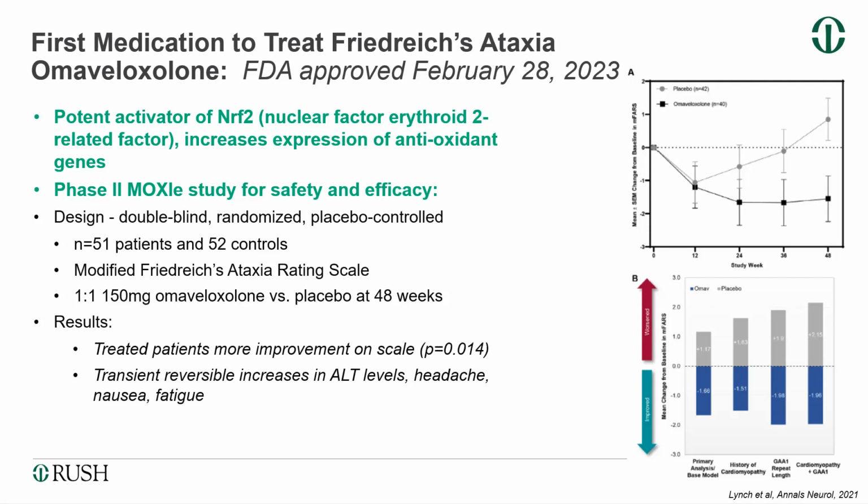But clearly it's helping these patients as far as their motor function. And what you can see on the right of the slide is the change in the Friedreich's ataxia rating scale. The upper line is placebo, which continues to worsen, and in omaveloxolone, it actually remains more stable. In fact, in some patients, it improved. You can see the same data in the lower graph, but depicted in a different way.